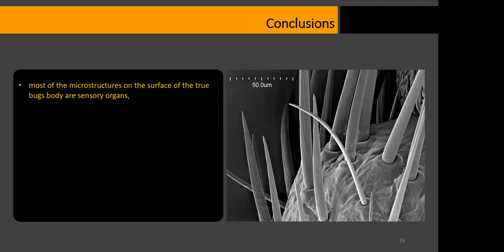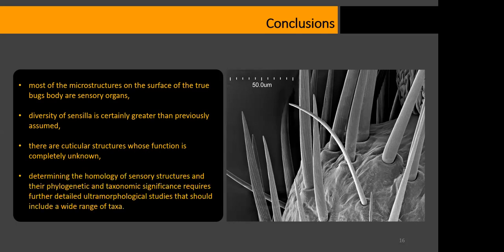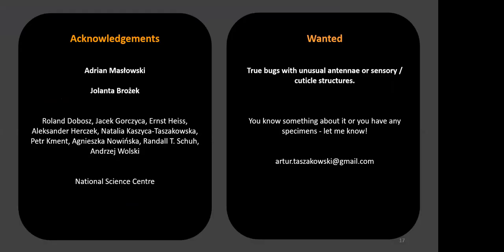And conclusions. Most of the microstructures on the surface of true bugs' bodies are sensory organs. Diversity of sensilla is certainly greater than previously assumed. There are cuticular structures whose function is completely unknown. And determining the homology of sensory structures and their phylogenetic and taxonomic significance requires further detailed ultramorphological studies that should include a wide range of taxa.